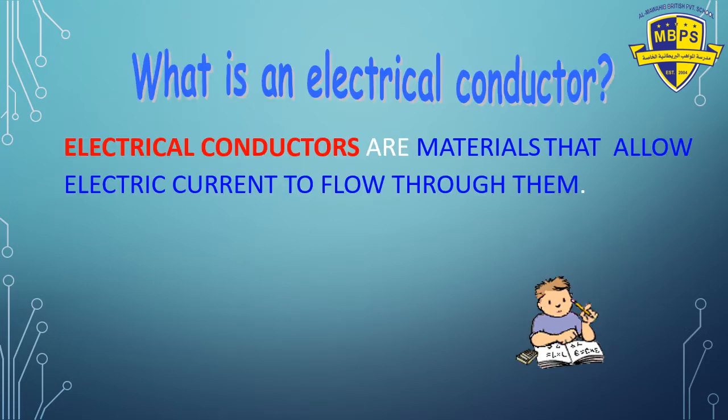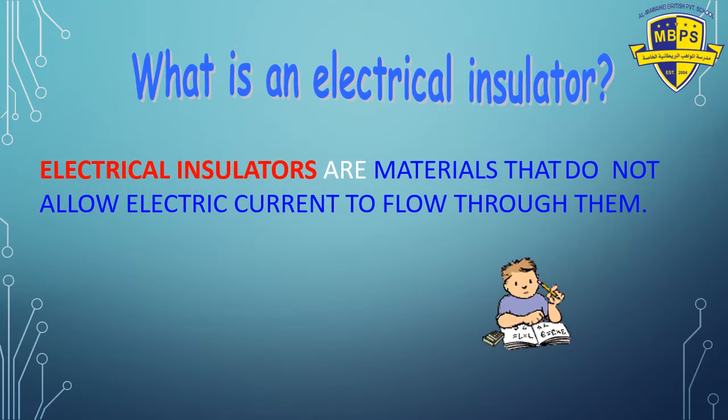So what is an electrical conductor? Electrical conductors are materials that allow electric current to flow through them. That means if they are there in the circuit, electricity will pass. Those are called electrical conductors. What are electrical insulators? Electrical insulators are materials that do not allow current to flow through them. That means if they are there in the circuit, they will not allow the current to pass through.